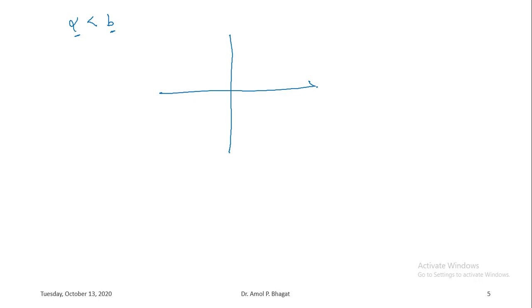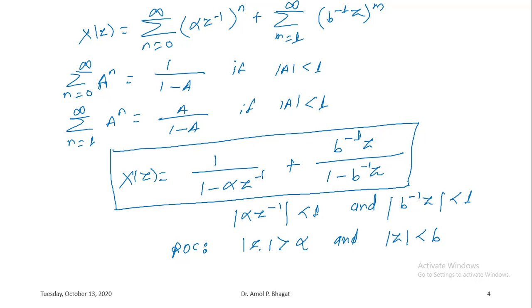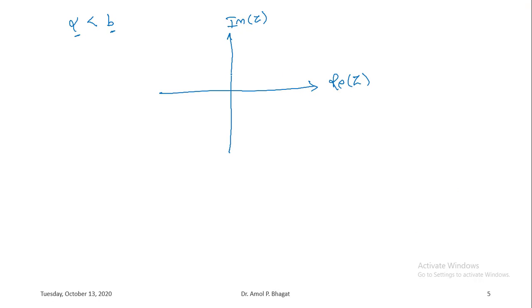So as per this condition, when we are plotting the ROC, on the x-axis we are plotting real values, on the y-axis we are plotting imaginary values, right? Because there are two conditions for the ROC, that is, mod z should be greater than alpha, and mod z should be less than b, we'll be drawing two circles here. One circle with radius alpha and a second circle with radius b, but alpha is less than b, so the inner circle will have radius alpha, and the outer circle we can draw with radius b, because b is greater than alpha.